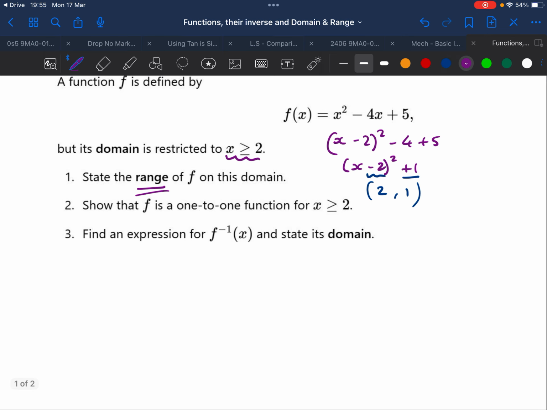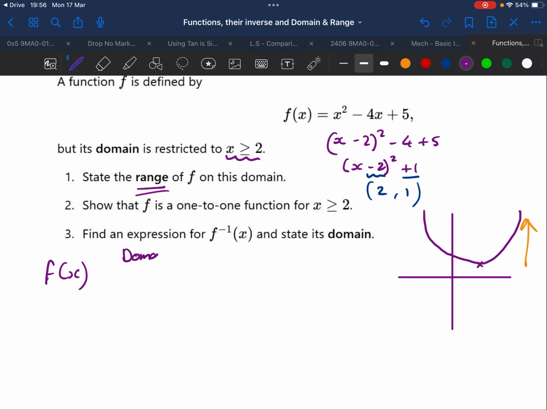So if I draw this again, (2, 1) might be, say, there somewhere. It turns out that it's going to go through 5 as well, isn't it? So it turns out that this curve is a positive quadratic, something like that. Okay, so for my function, I'm going to say the domain and the range, and you're going to see why I'm doing this in just a second.